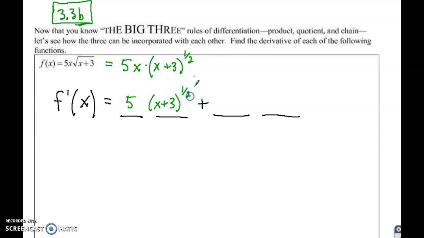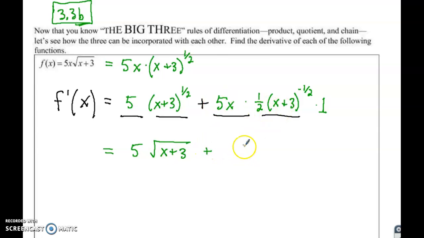I guess I should have reminded you that to the 1/2 power is the same as the square root. And then leave 5x alone. And then do the chain rule, which is bringing that 1/2 in front. Leave x plus 3 alone to the negative 1/2 power. And then times by the derivative of the inside, which is just 1. So that was actually probably a waste of time. So the derivative we're looking at, I'm just going to leave it as 5, the square root of x plus 3.